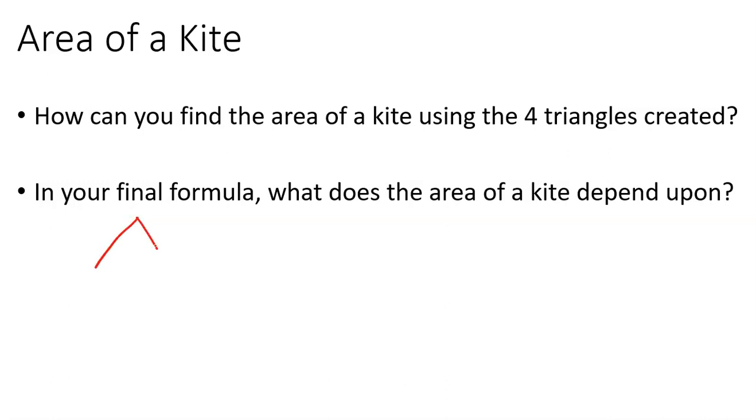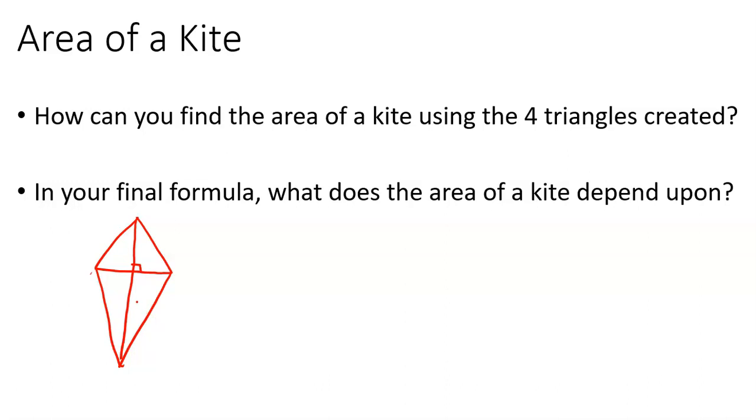Remember, a kite has two sides that are congruent to each other that are adjacent here, and two sides that are congruent to each other that are adjacent there. The other thing to remember about a kite is that the diagonals are perpendicular to each other. So if you draw a kite and draw in perpendicular diagonals, you create four right triangles. The two up at the top are congruent to each other. The two down at the bottom are congruent to each other.